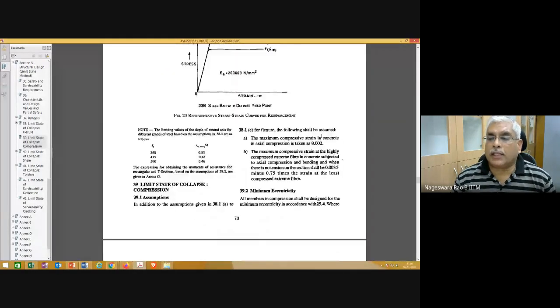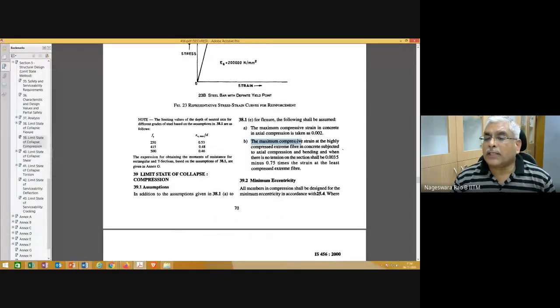Okay, that is one assumption. And the other assumption: maximum compressive strain at highly compressed extreme fiber in concrete subjected to axial compression and bending, and when there is no tension in the section, shall be 0.0035. Please note that when the section is subjected to axial load plus bending, as a part of your mechanics of material, you must have studied that a part of the section can be in tension, a part of the section can be in compression. So this assumption is referring to that.